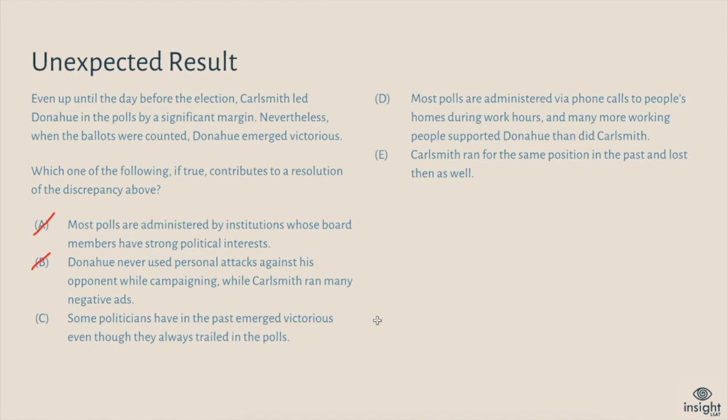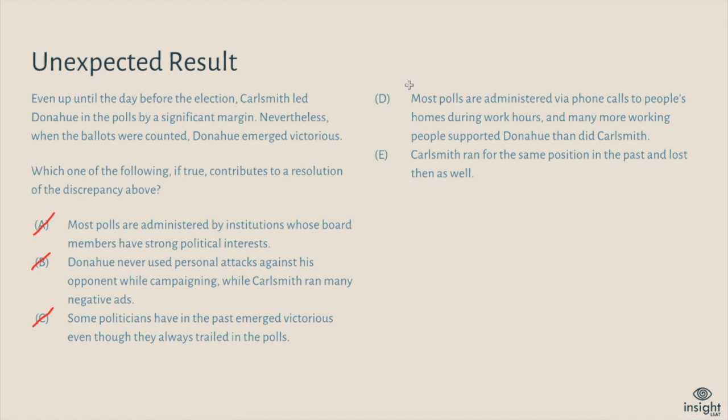C. Some politicians have in the past emerged victorious even though they always trailed in the polls. That's fine, but we want to know why that happened, how that happened. The fact that it's happened other times, other odd situations, doesn't help us gain clarity with regard to this one, so that's no good.